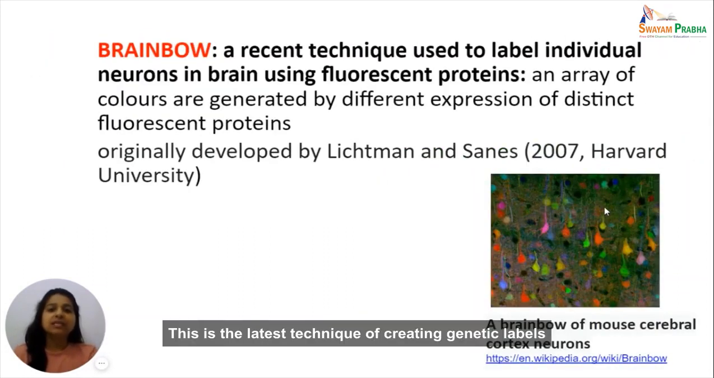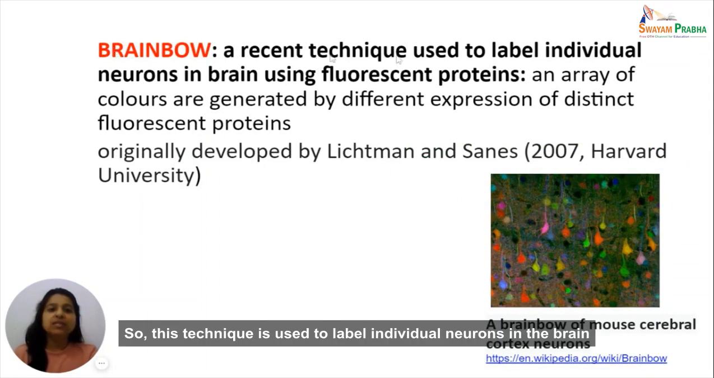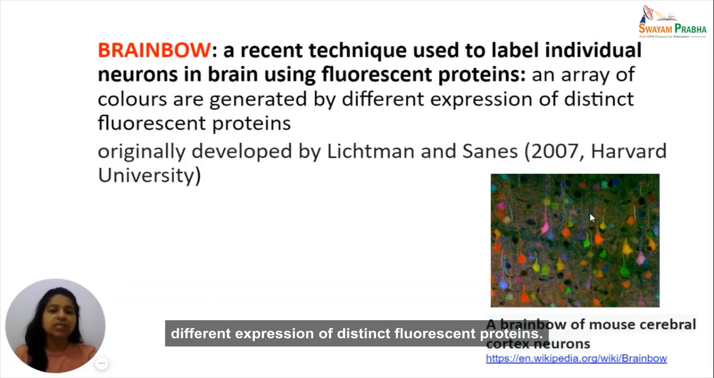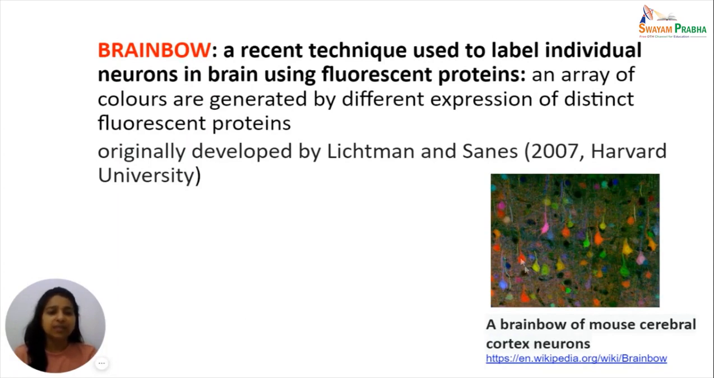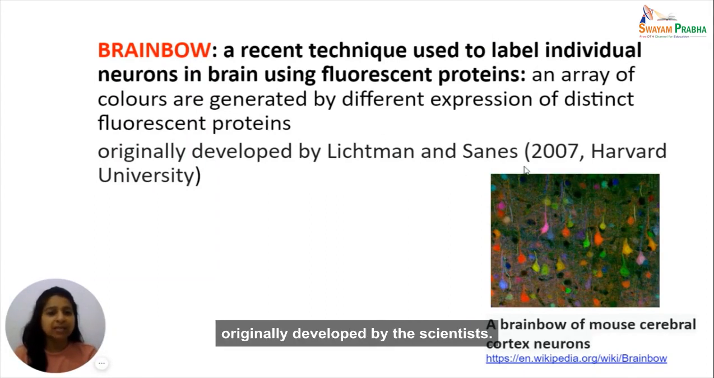This is the latest technique of creating genetic labels, that is the Brainbow. So this technique is used to label individual neurons in the brain using fluorescent proteins. An array of colors are generated by different expression of distinct fluorescent proteins. This technique was originally developed by Lichtman and Sanes in 2007 at Harvard University. The diagram here shows a Brainbow of mouse cerebral cortex neurons originally developed by these scientists.